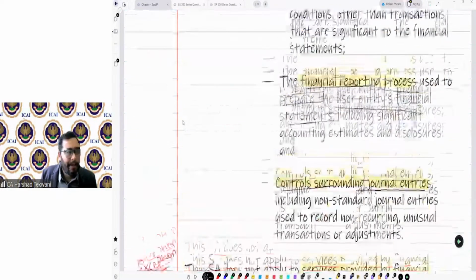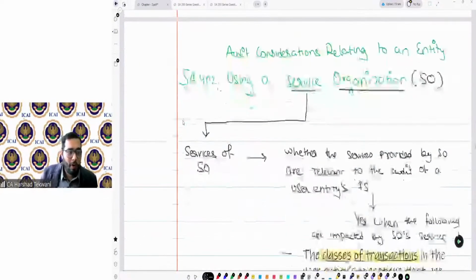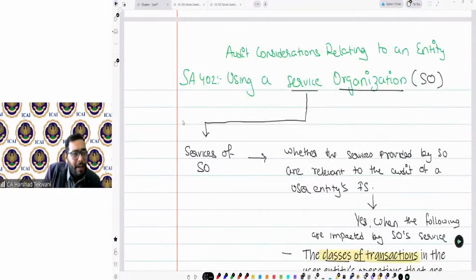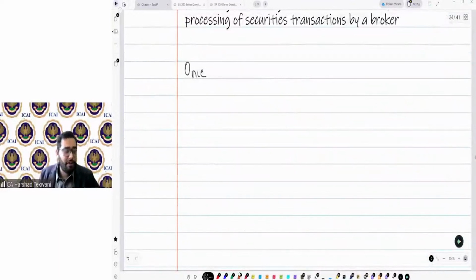The second part is audit considerations. Once you identify a service organization, we need to understand what audit considerations we have to think about. What are the considerations that we need to look into for a service organization? The name itself suggests audit considerations. So now we need to understand what those audit considerations are.